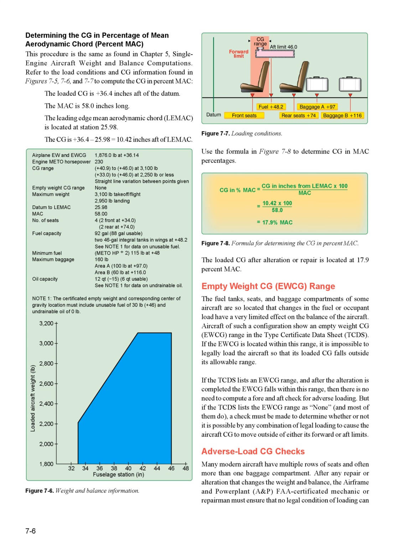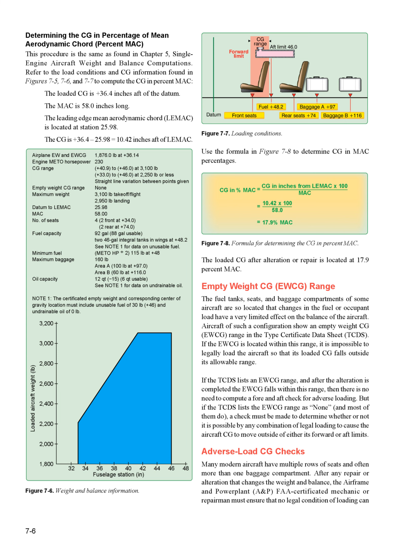The leading edge of the mean aerodynamic chord, MAC, is located at station 25.98. The CG is plus 36.4 minus 25.98 equals 10.42 inches aft of MAC. Use the formula in Figure 7.8 to determine CG in MAC percentages. The loaded CG after alteration or repair is located at 17.9% MAC.